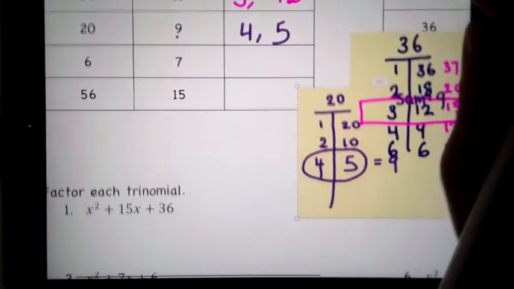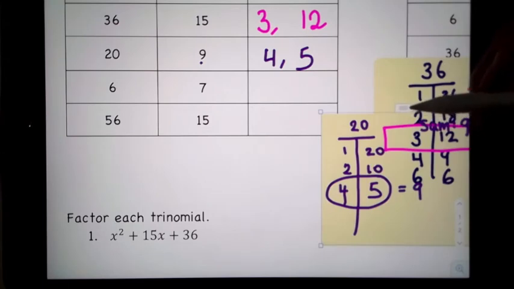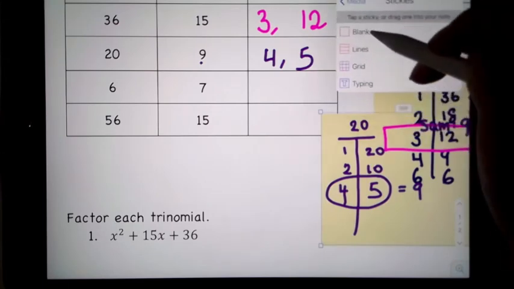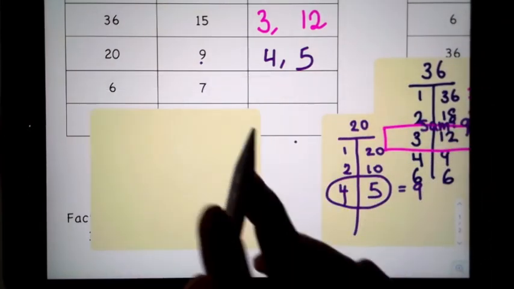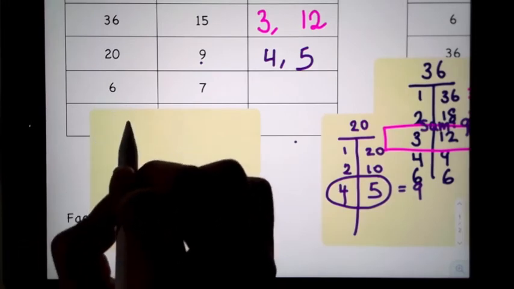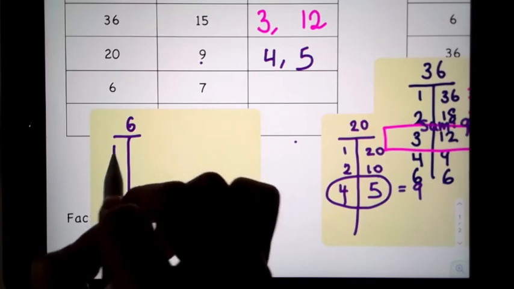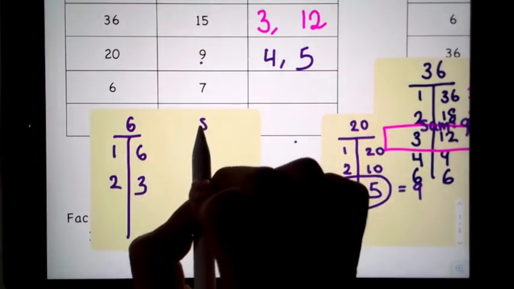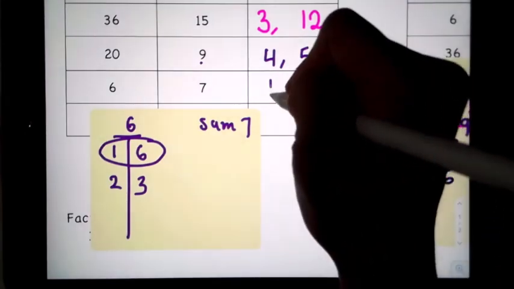And let's do this. The next one, 6 and 7. So 6 and 7. Then we do the same thing. You break down 6, right? So make a factor table. 1, 6, 2, 3, right? And then see which one makes your sum of 7. That's 1 and 6, right? So you're getting numbers like that.